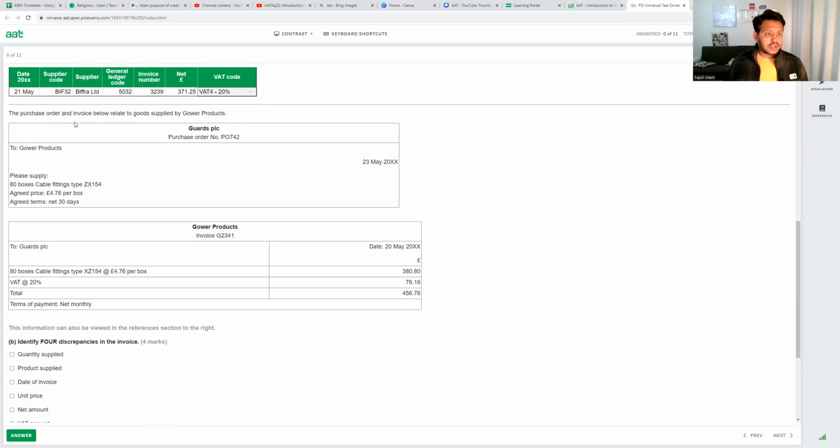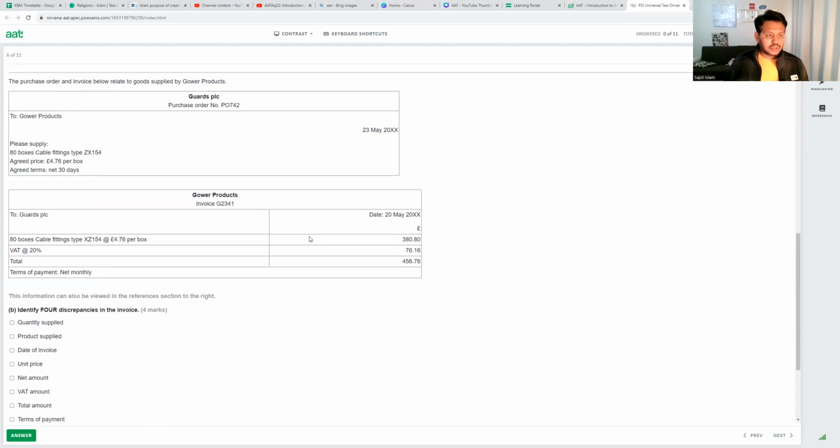Do the purchase order and the invoice below relate to the goods supplied by our product? So we have purchase order and invoice. So if we look at here, we need to find it out. What is the discrepancy? The question is asking, identify 4 discrepancies in the invoice. That means what is the difference between the purchase order and the invoice? So let's have a look at this one. So that's my purchase order.